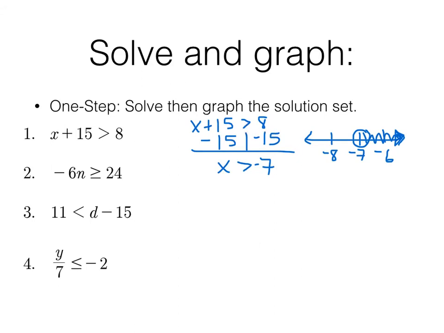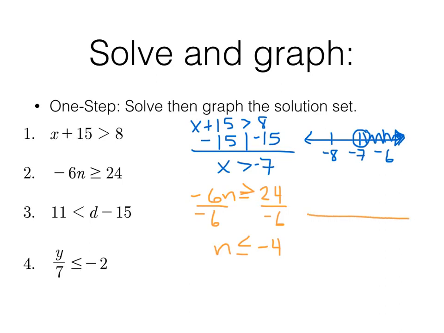Let's do the next one. Negative 6n is greater than or equal to 24. Divide both sides by negative 6. Now I should recognize here that I just divided by a negative. That means I need to flip the symbol around. And hopefully you recognize that in the process of checking your solution. So next I'm going to go ahead and check it.